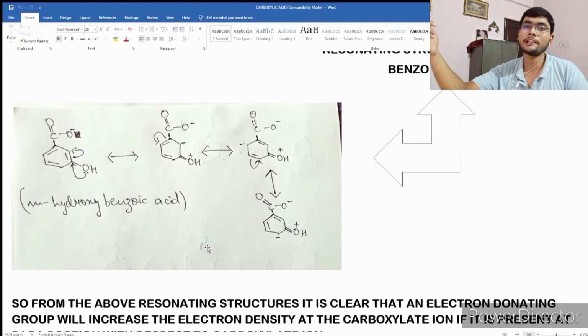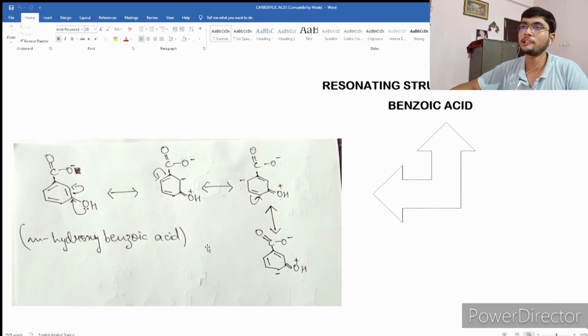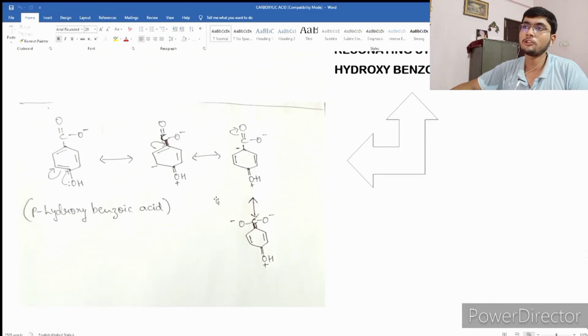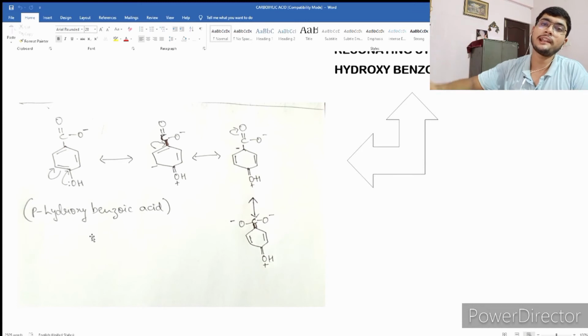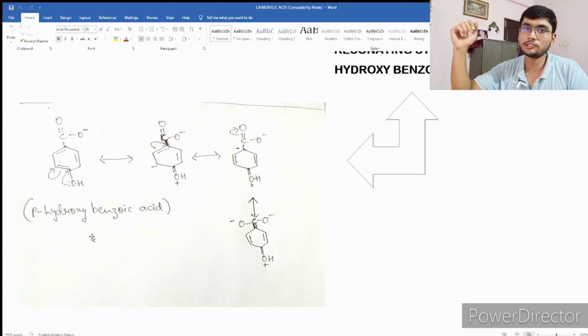It will also reduce the intensity when the hydroxyl group is attached to the para position, and it will reduce the intensity of the negative charge. But since the plus R effect dominates the minus I effect when the hydroxyl group is attached to the para position, the overall effect is to increase the intensity of the negative charge on the carboxylate ion.